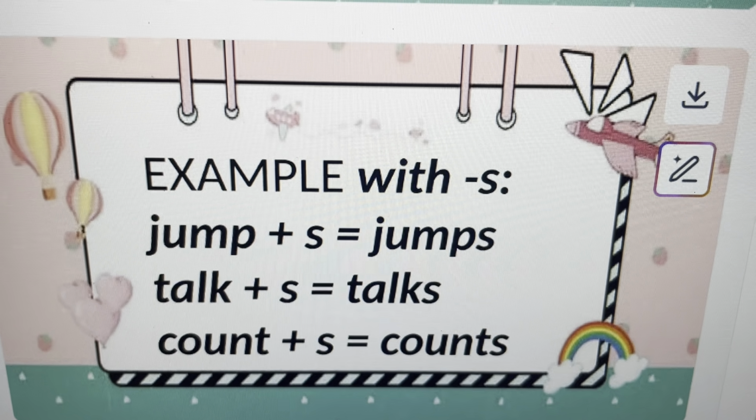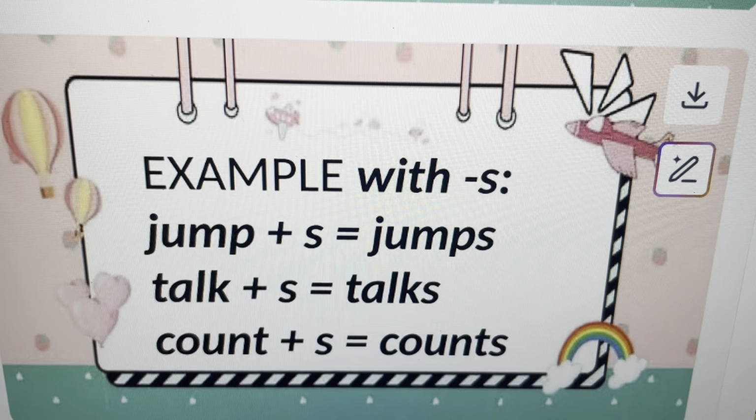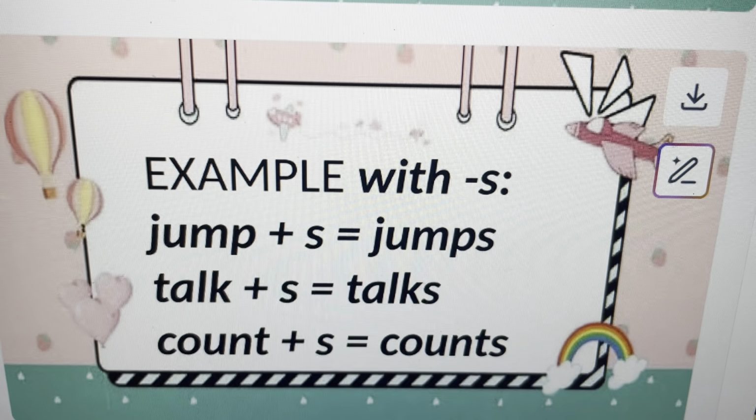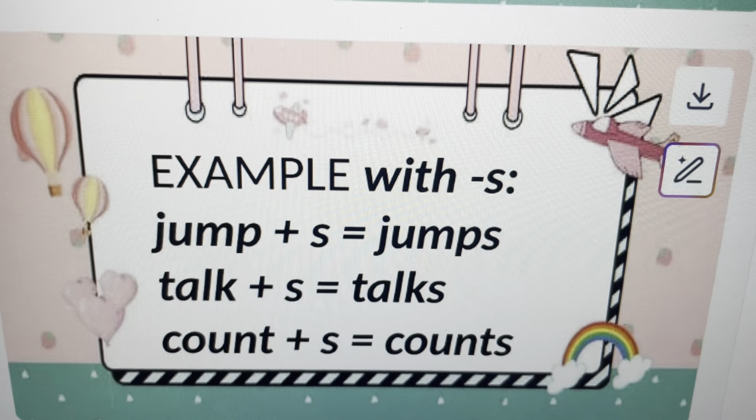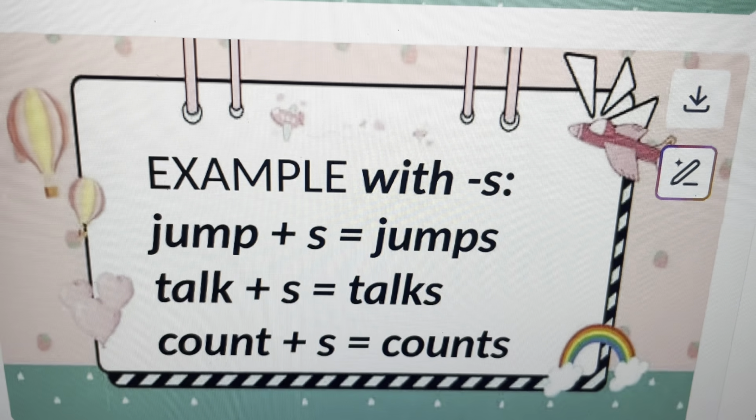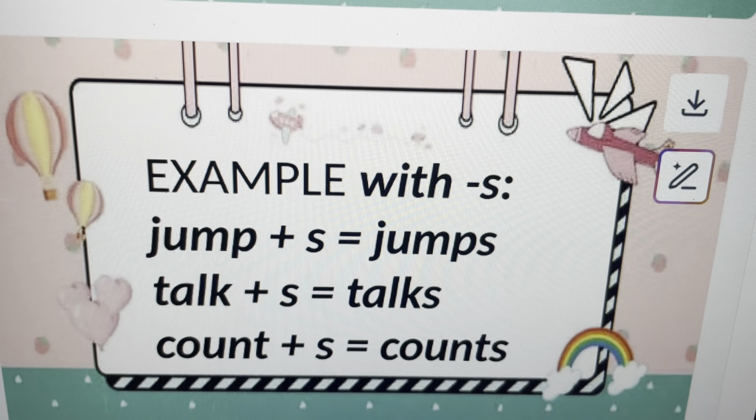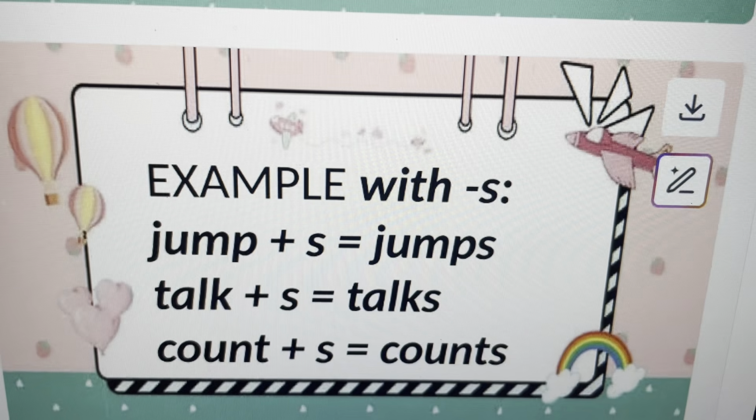Check the example with s. Jump. Jump is a verb. We add here s. Jumps. Talk, verb. Add s. Talks. Count plus s. Counts.